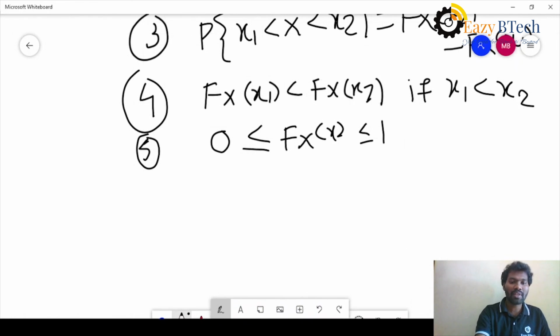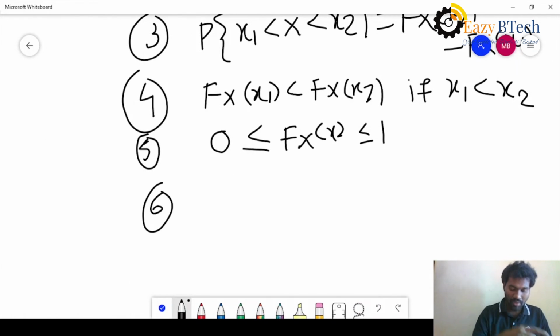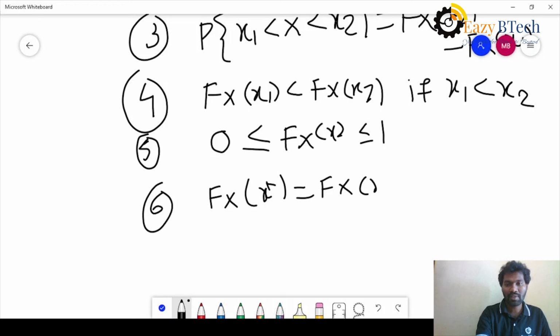And the last property is the sixth one: F_X of x plus is equal to F_X of x. That means the distribution function is a right continuous function. These are the six properties.